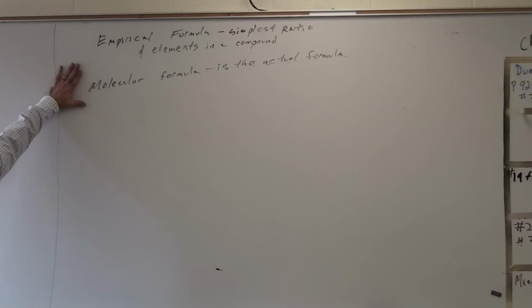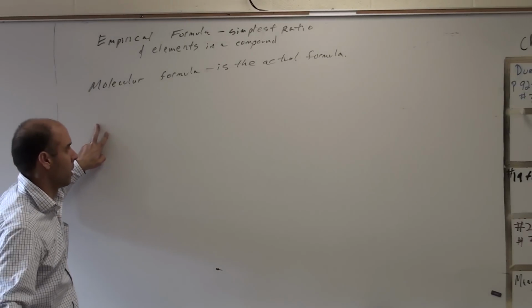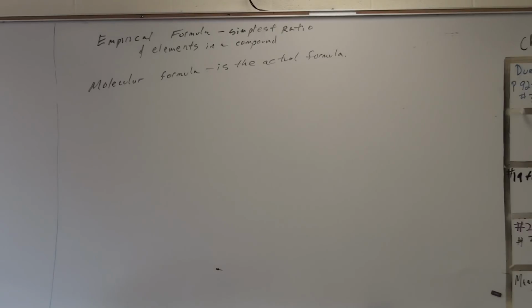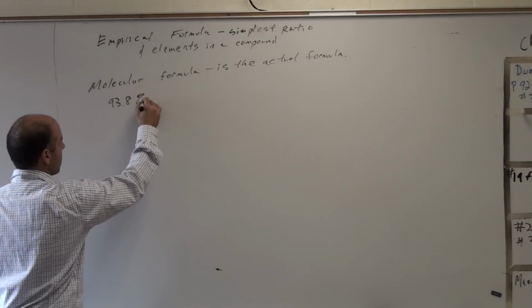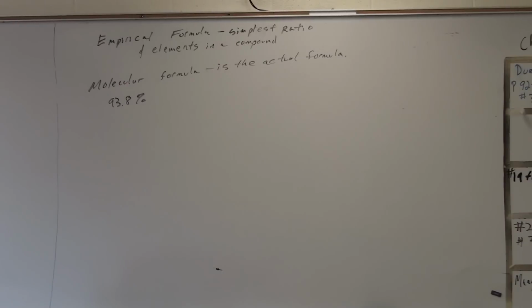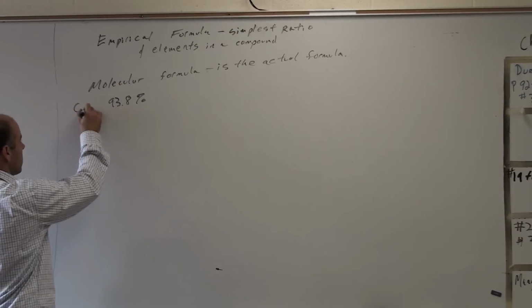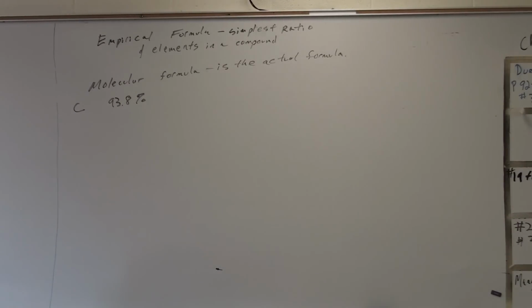Okay, empirical formula, simplest ratio of elements in a compound. Molecular formula is the actual formula. Okay, so let's calculate empirical formula first, then we'll do a molecular formula. So the problem I want to do is where I've got an unknown compound that has 93.8% carbon and 6.25% hydrogen.